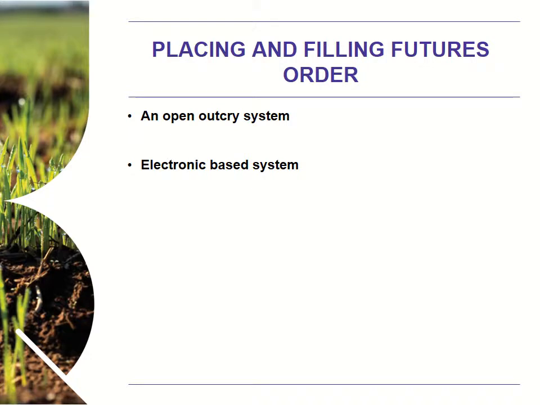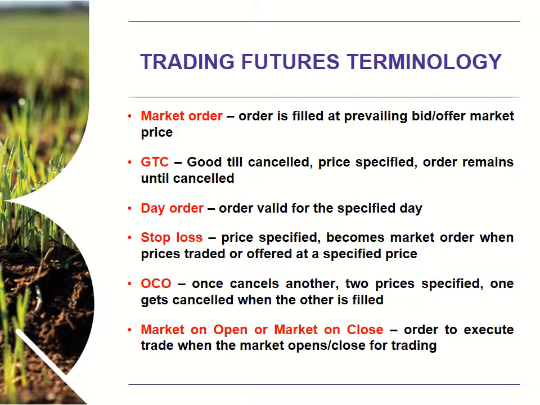Okay, we've looked at how you place orders in the futures market. There's an open outcry system, and there's an electronic based system, and we've looked at videos on both of these. Other trading futures terminology now. When you want to trade futures, you need to understand what a market order is. Once you've interacted with Commodity Challenge, a market order is filled there and then at the prevailing bid and offer price, depending whether you're selling or buying.